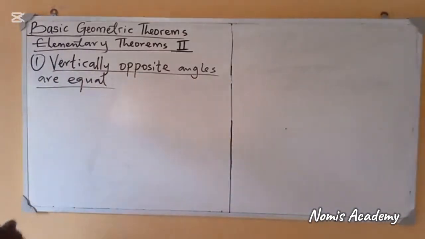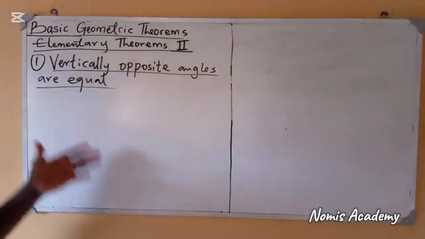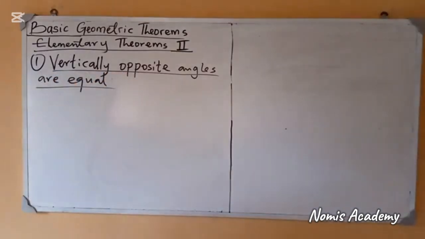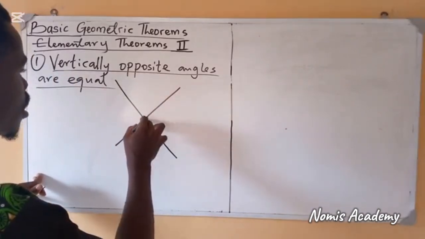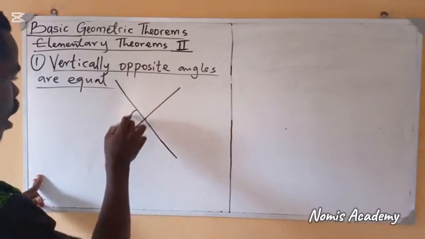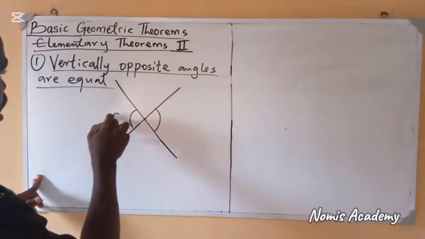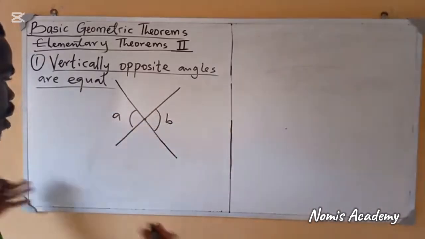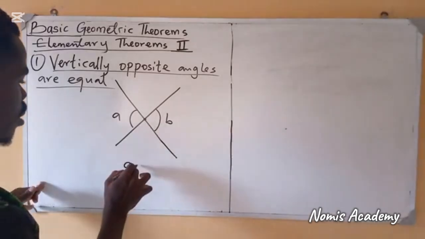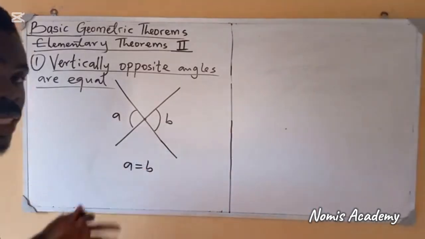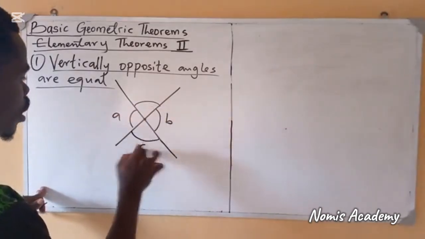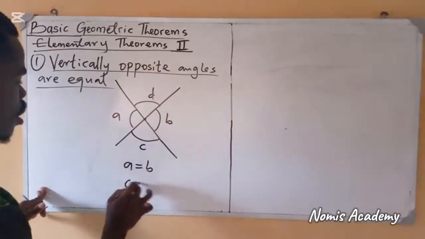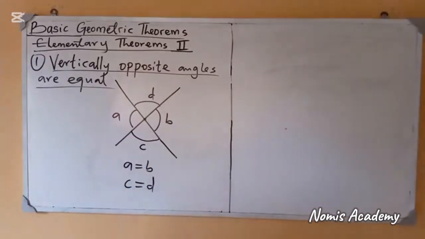So what we need to do now is to identify the vertically opposite angles. When we have two inclined lines meeting at a point, this angle and this angle are equal, so they are called vertically opposite angles. A is equal to B. They are vertically opposite. And then we have the other side. You can call here C and D. C is equal to D. They are also vertically opposite angles, and they are equal.